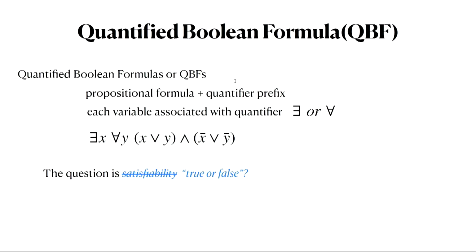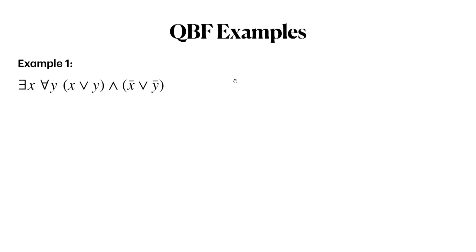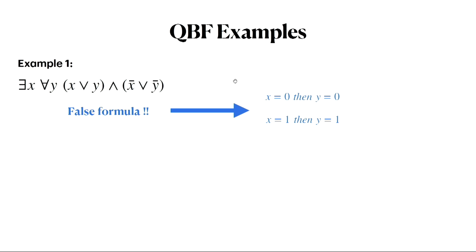So I ask the question, there exists x for all y, (x or y) and (x bar or y bar). Now the question is not satisfiability anymore. The question is: is this formula true or false? That is the notion of my question. So here is an example. If I say there exists x, from the previous slide, I say that this formula is false.